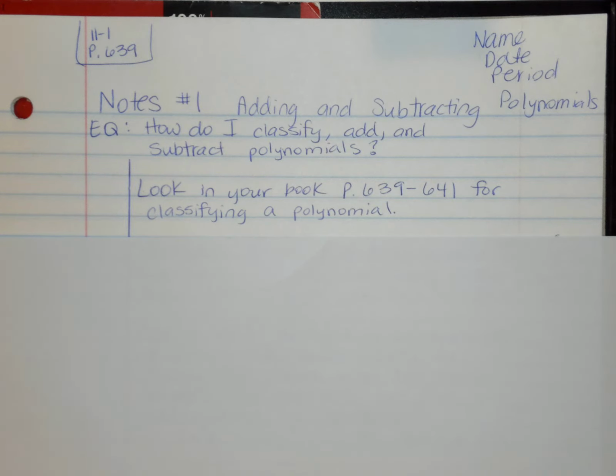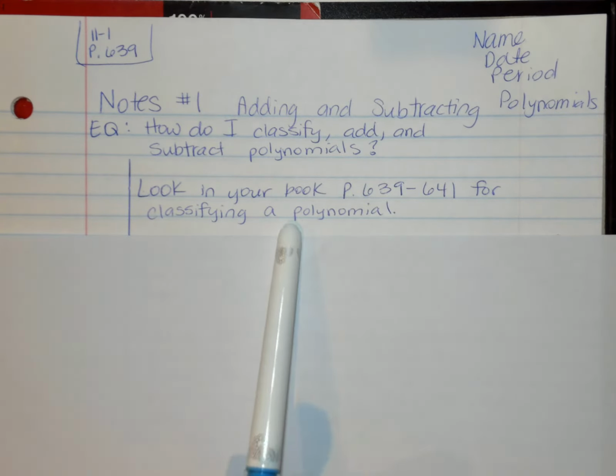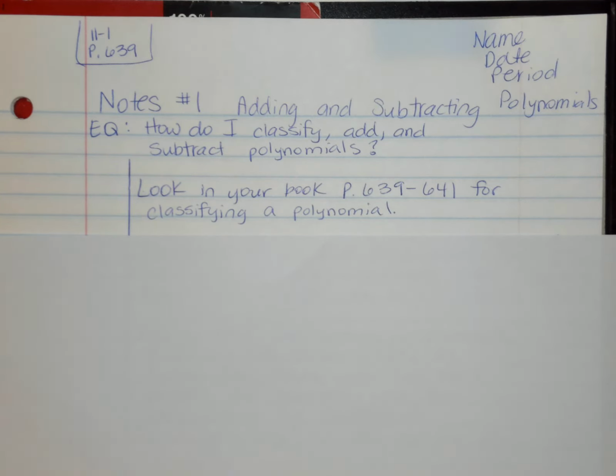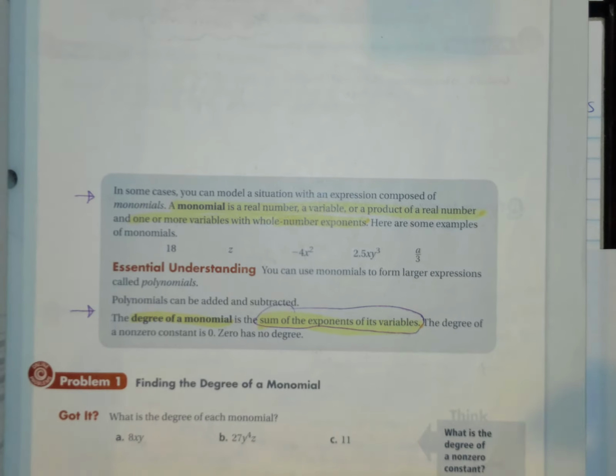Okay, so it says, look in your book, page 639 to 641, for classifying a polynomial. So you will have problems like this in your Math Excel assignment, and you should be working on that during your asynchronous learning time. So starting on page 639, this is what we have.